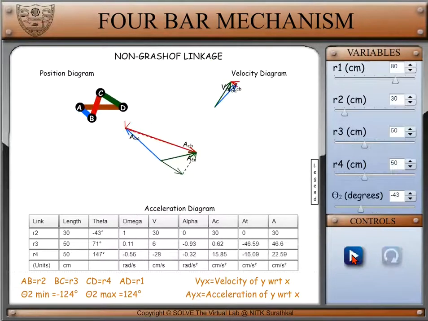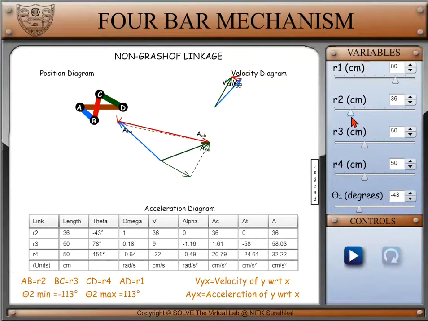Click on the pause button. Observe that the total acceleration is the sum of tangential acceleration and centripetal acceleration. Change the input variables by moving the slider and observe the changes in the simulation.